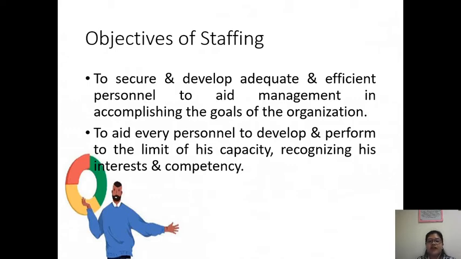Second is to aid every personnel to develop to the limit of his capacity, recognizing his interest and competency. So, developing his capacity, this is what we mean by developing and maintaining. So, interest in his or her function.